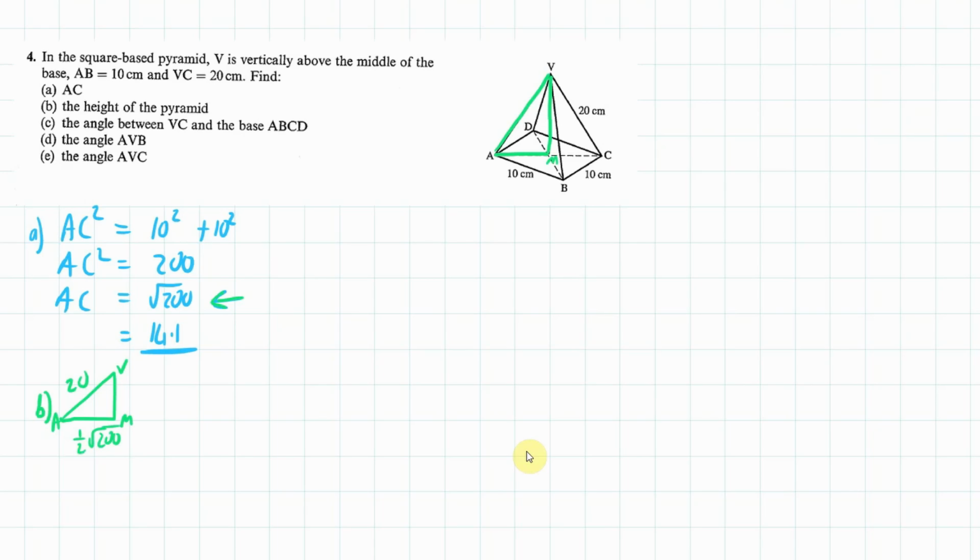And therefore to find VM, we're going to use Pythagoras Theorem. So we could go AV squared, which we know is equal to AM squared plus VM squared. Now, that means 20 squared equals, now we've got to put this all in brackets because we're squaring the whole thing.